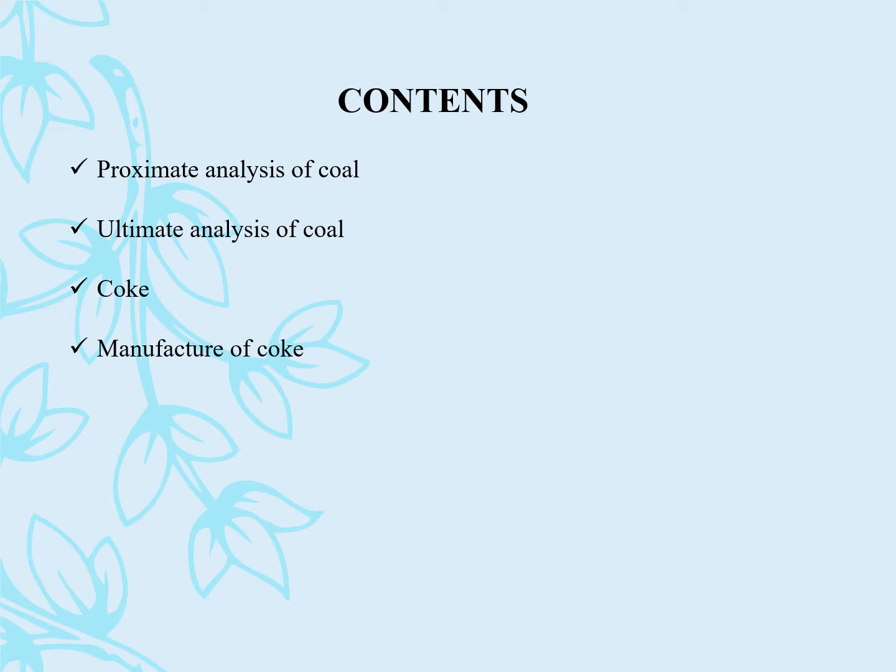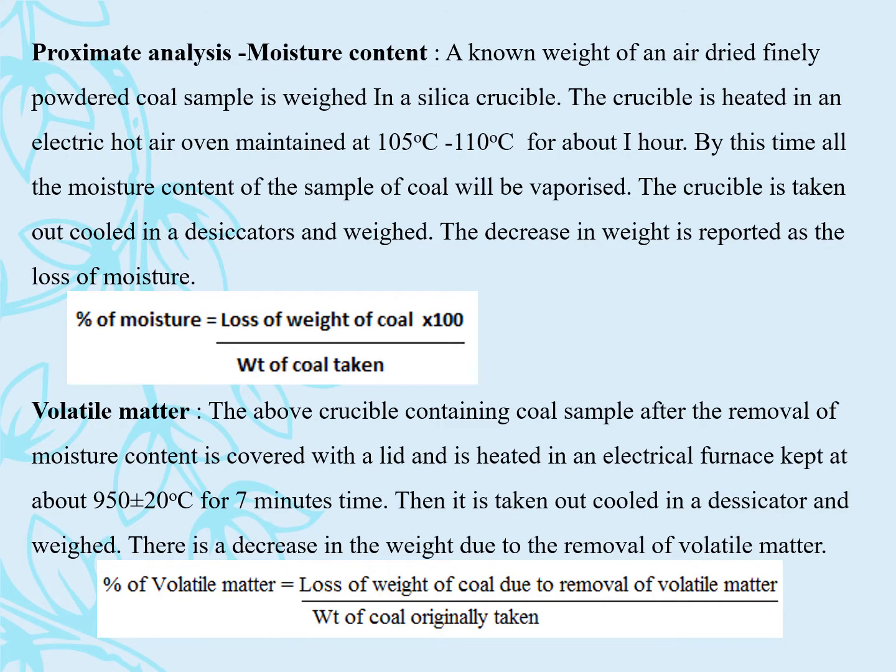Now, as I told in the previous slide, I will be dealing with proximate analysis of coal, ultimate analysis of coal, and coke and its manufacture with the drawbacks. So first, let us move on to the proximate analysis of coal. The proximate analysis of coal deals with the moisture content, volatile matter, ash content, and the fixed carbon present in the coal. First, let us move on to the moisture content.